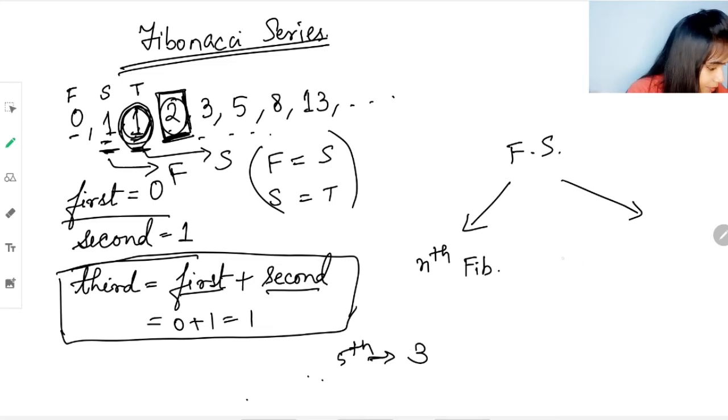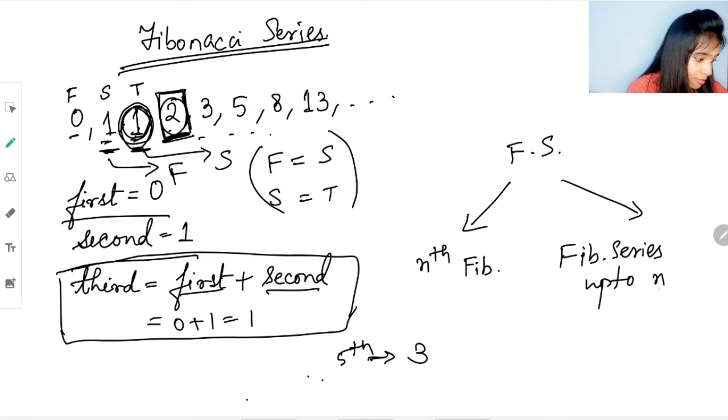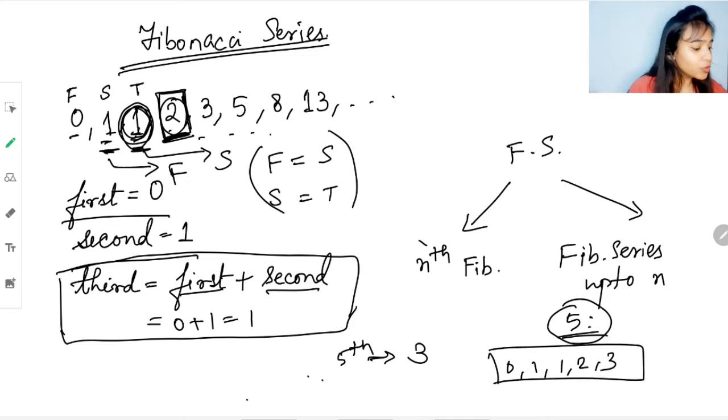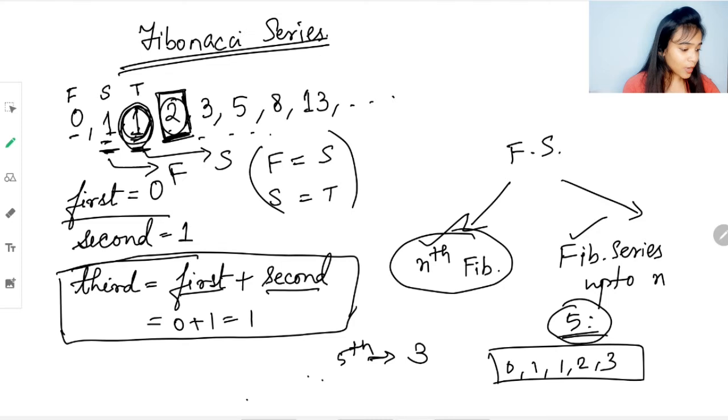The other thing that we're going to code is the Fibonacci series up to n. So if I give 5 as the input, it should say the Fibonacci series up to the fifth position is 0, 1, 1, 2, and 3. So this should be my output. We're going to code both these questions using recursion. So let's start with coding this one and then we'll move on to the other after that.